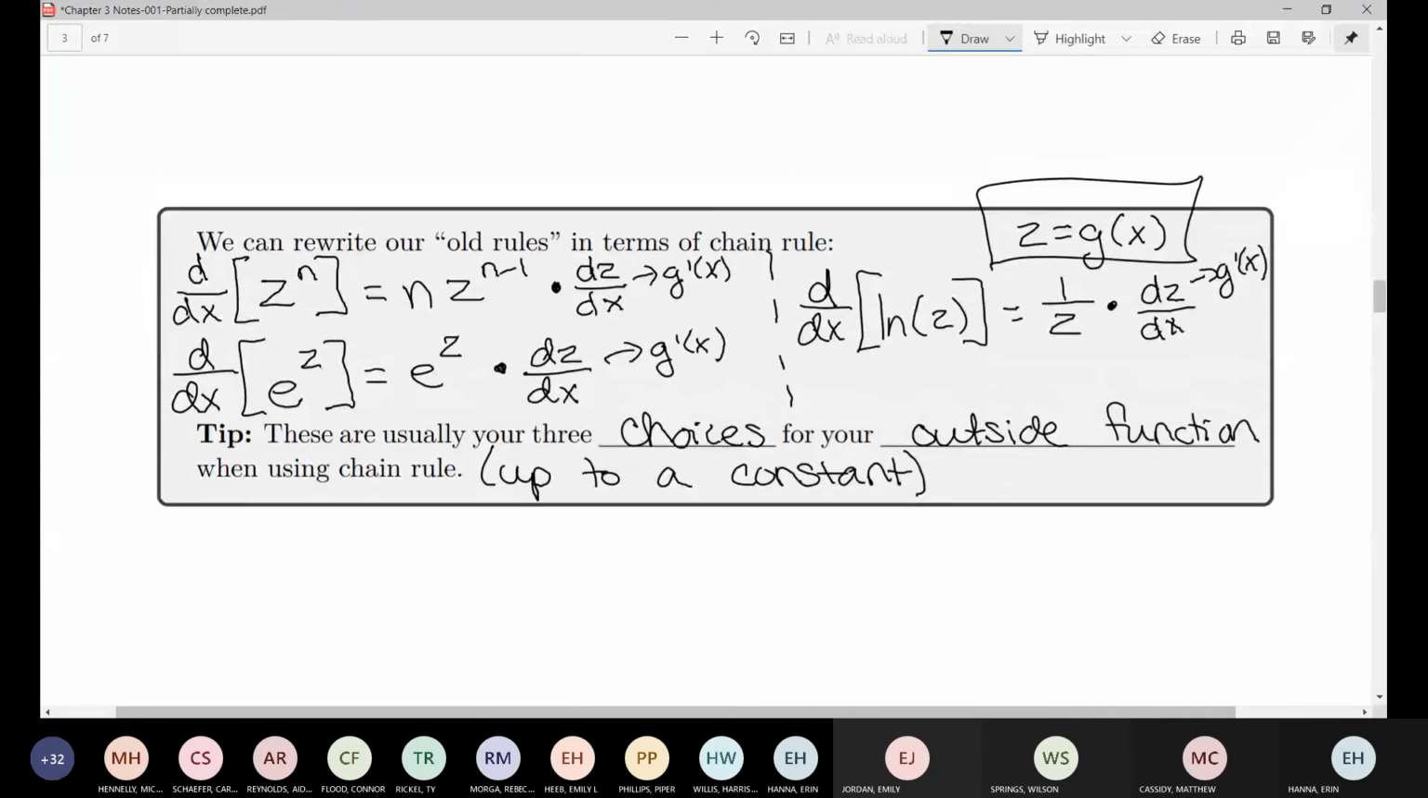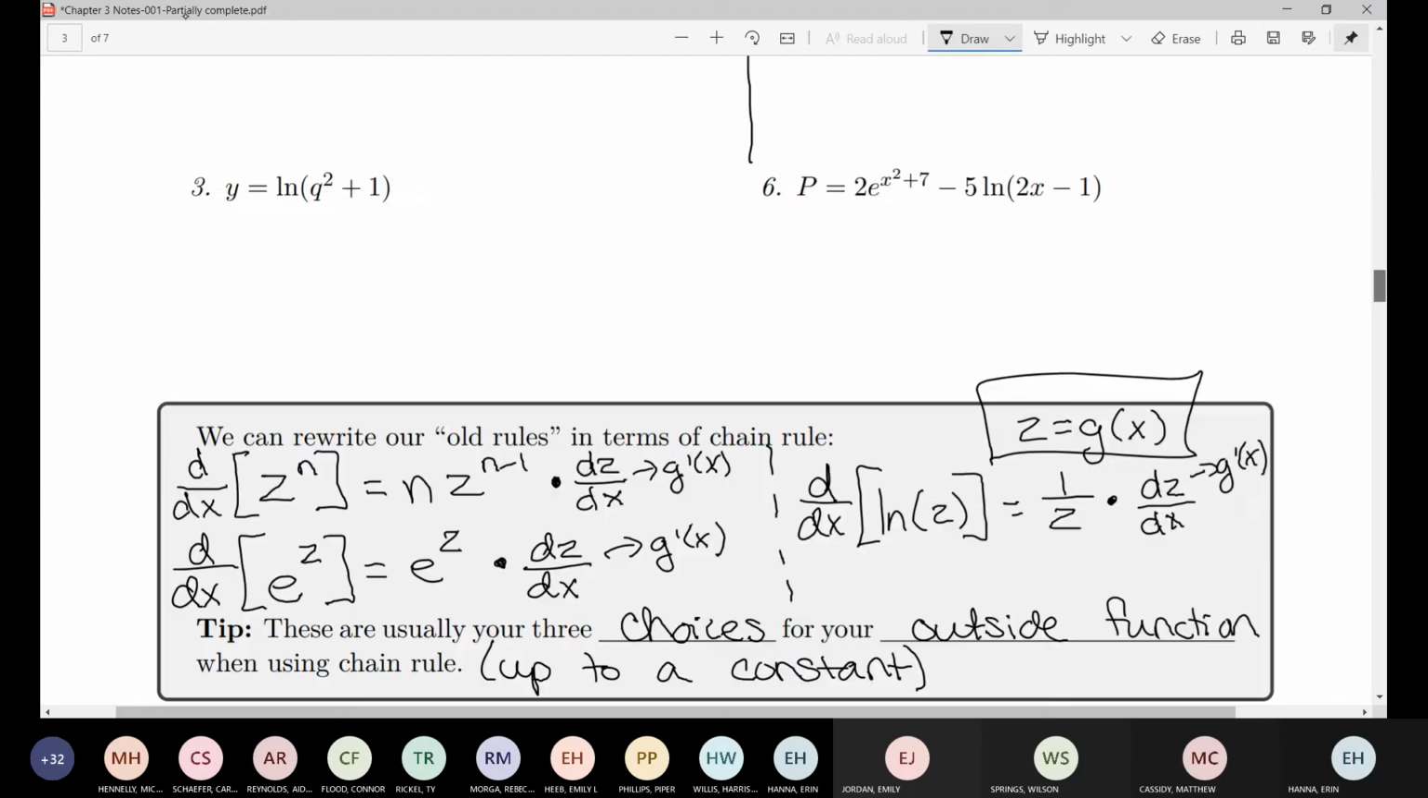Those are my 3 options for my outside function. So hopefully, obviously, I'm in an e to the z case, right? So that rule tells me that the first thing I have to do is just rewrite that e to the z. And then after that, I take the derivative of whatever that exponent was.